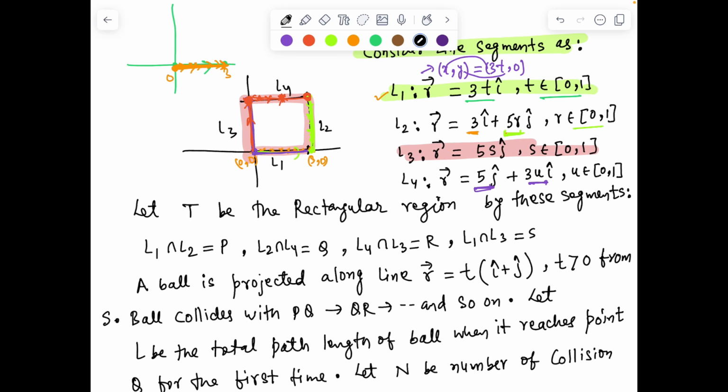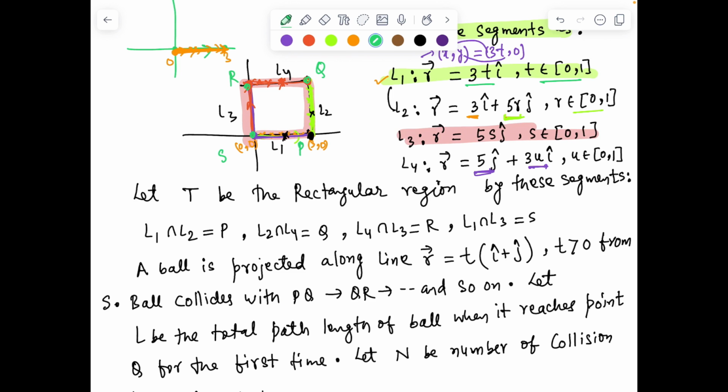L1, L2 intersects at P. Now the only place where line segments L1 and L2 will intersect, because for any value of t and r, they will never intersect except at the point of intersection (3,0). So I'm calling this point P. L2, L4, that intersection is Q. L3, L4 is R, and L1, L3 is S. So we have these 4 points of intersection.